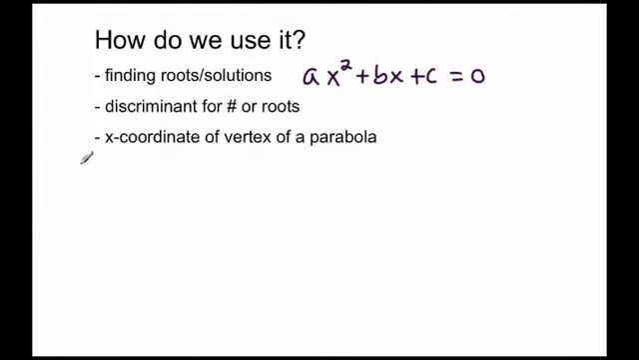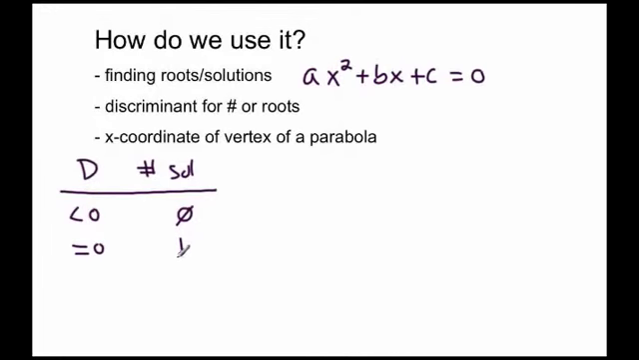So here we go. For the discriminant, let's call it d, and then let's look at the number of possible solutions. So if the discriminant is negative, so it is less than 0, then we have no solutions. If the discriminant is equal to 0, then we have one solution.